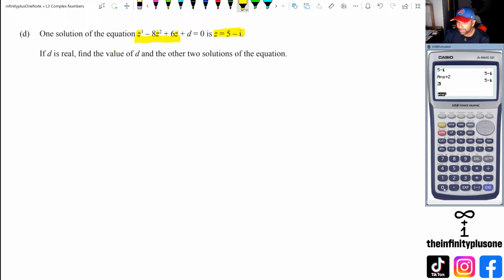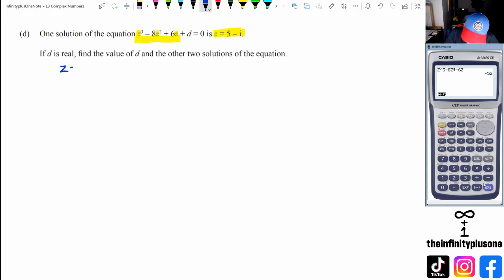So what I'm going to do is, if I go alpha Z, Z is always equal to 5 minus i. The reason I want to do this is because then I can do z to the power of 3 minus 8z squared, and I've got plus 6z, and I'm going to put that right there, and so that's equal to minus 52. So what I might do though is I might actually write this down.